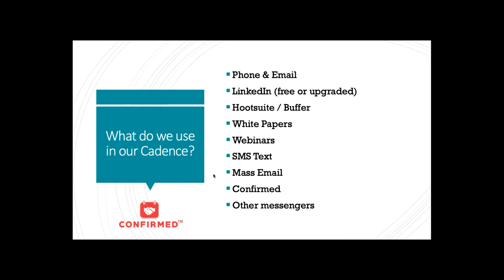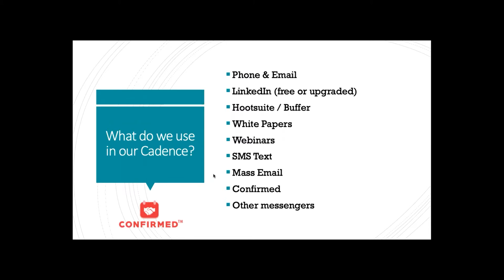Well, there are a variety of things that you can use in a cadence. It's not only phone, although the phone is very important in sales prospecting. There's also email. There are different versions of LinkedIn you could use, the free version or the upgraded Sales Navigator version. You can use social methods that can be pre-scheduled, like Hootsuite or Buffer. We also use white papers. That's a great way to reach out to somebody and say, we've done this research, we've got this white paper, here's some very interesting information I want to share with you that will be valuable in your role.